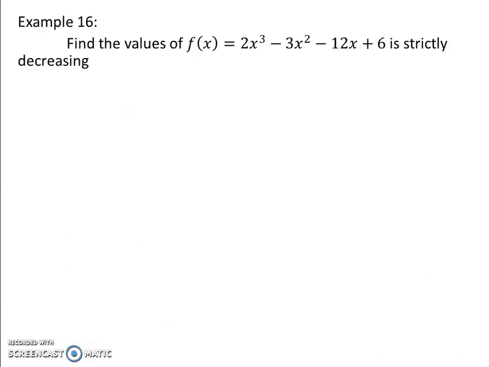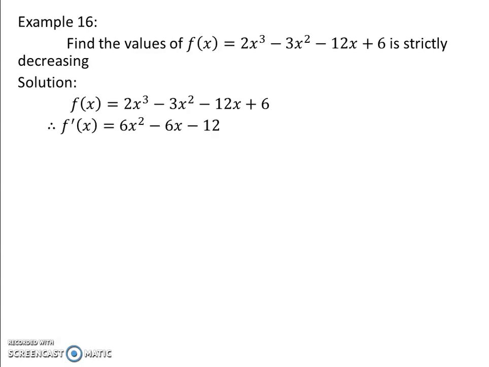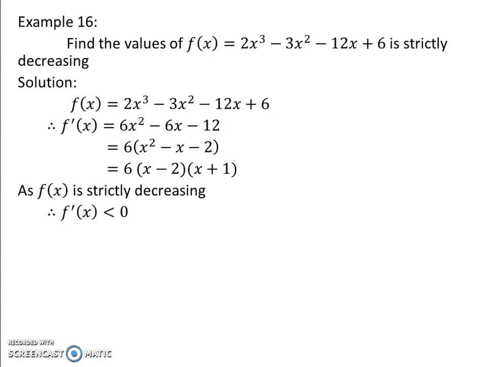Let's solve one example of decreasing. Find the values of x for which f of x equal to 2x cube minus 3x square minus 12x plus 6 is strictly decreasing. Same function we are checking for decreasing. So f dash of x is 6x square minus 6x minus 12, so 6 into (x square minus x minus 2), so 6 into (x minus 2) into (x plus 1). As we have studied in example number 15, the same example we are checking for decreasing. As f of x is strictly decreasing, therefore f dash of x less than 0. Therefore 6 into (x minus 2) into (x plus 1) less than 0.